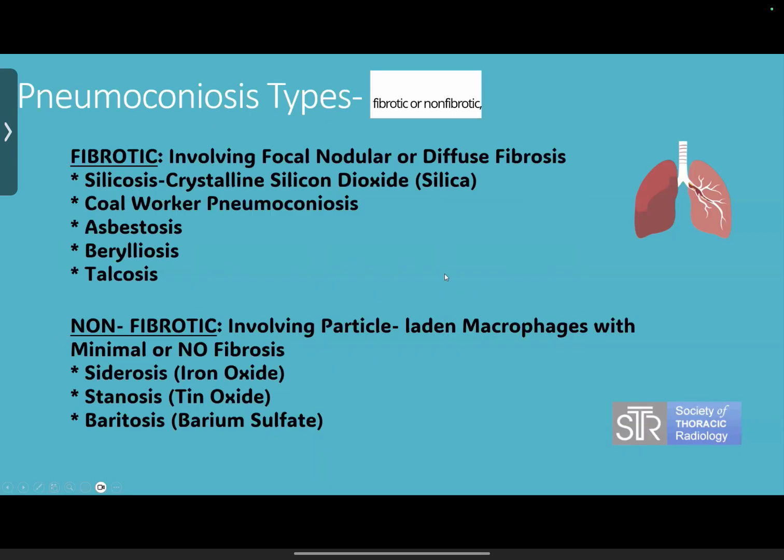So there are two types of pneumoconiosis. We have the fibrotic type, and I mentioned to you that there was silicosis, coal workers' pneumoconiosis, asbestosis, berylliosis, and talc. So different processes of what's going on in the lungs versus non-fibrotic, involving particle-laden macrophages with minimal or no fibrosis: siderosis, stannosis, and baritosis. And sometimes when you do upper GIs, you may use barium, and you do have to be a little bit worried about aspiration, but it doesn't mean that the patient's going to get fibrosis. A different type of reaction will occur.